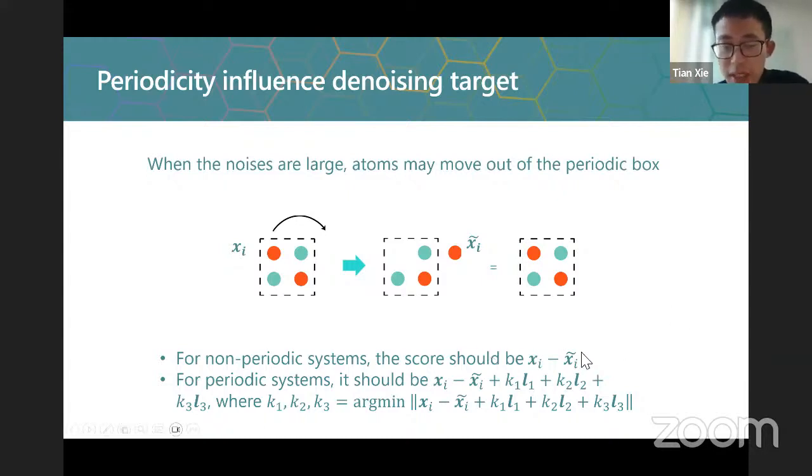Therefore, to eliminate this problem, the target needs to be defined by considering periodicity, basically taking the minimum distance between xi tilde and xi after taking periodicity into account. So that is one special thing we did to handle the periodicity of the material.